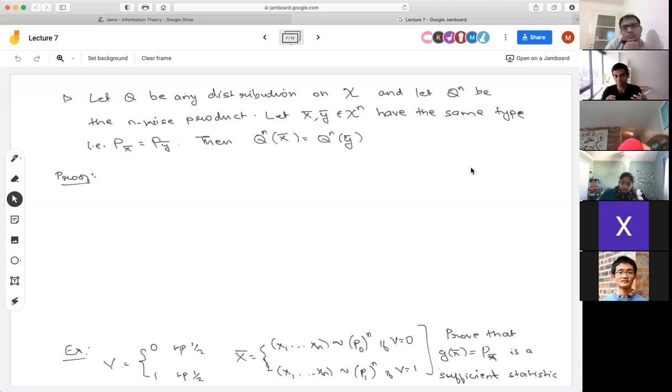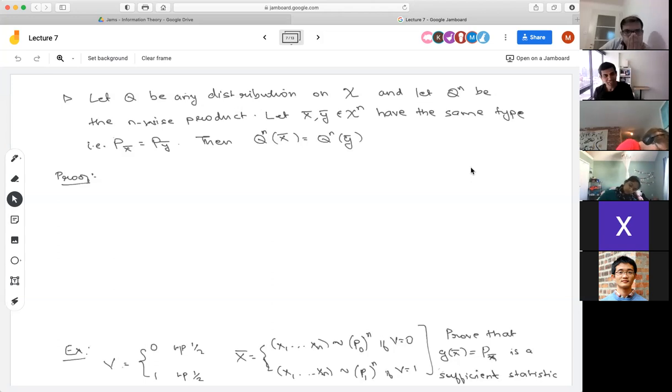So if I have Q, which is any distribution, not necessarily a type, just any distribution whatsoever, and I'm sampling n samples independently, and I want to know for a sequence X bar what is the probability of the sequence according to Q, all I need to know is the type of X bar. In particular, if the type of X bar and the type of Y bar are the same, which means that they have the same histograms or the same empirical distributions, then their probabilities will also be the same.